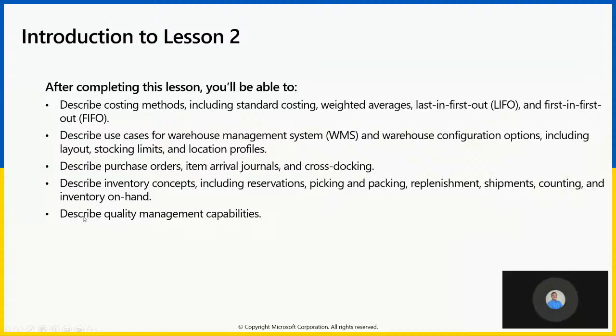Then we also describe quality management capabilities on the system where we can do things like quality orders when items are finished, just coming out from the production floor. We want to make sure that we run some tests on them and be sure that they are okay and ready for consumption before they are shipped to the general market.